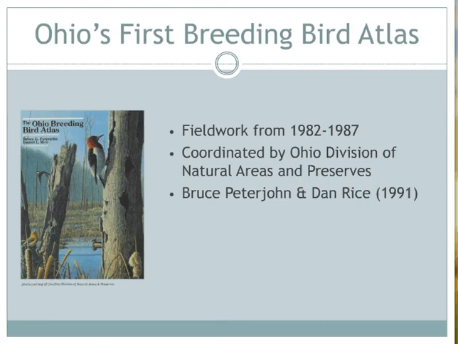Ohio's first Breeding Bird Atlas was conducted from 1982 to 1987. This was coordinated by the Ohio Division of Natural Areas and Preserves. The results and write-up were published by Bruce Peterjohn and Dan Rice in 1991 by the Ohio Division of Natural Areas and Preserves. Hopefully some of you have seen this book. It's now out of print, but we have an electronic copy of it on our website for anybody who's interested.